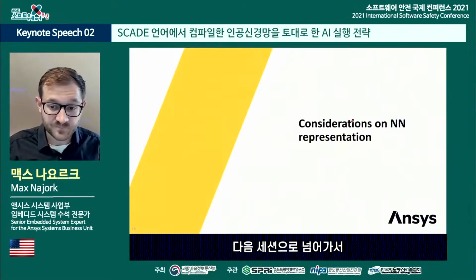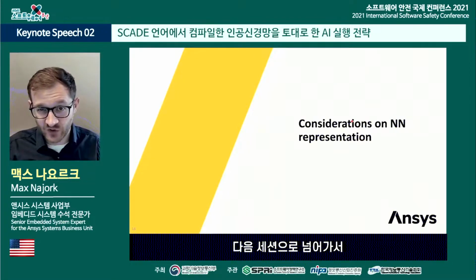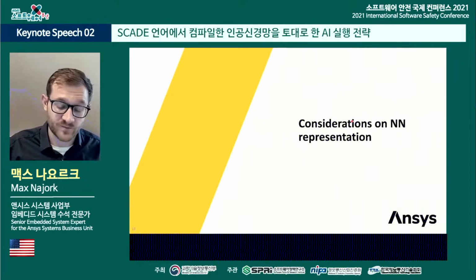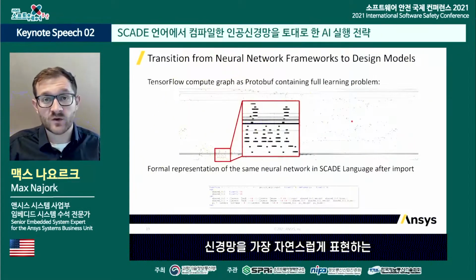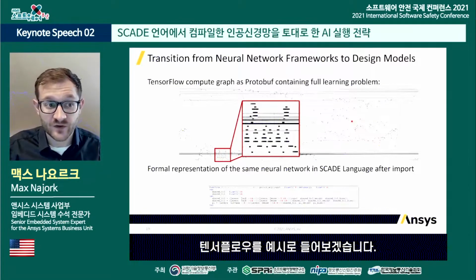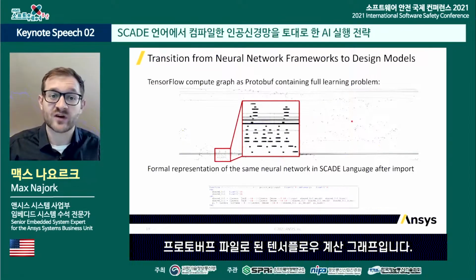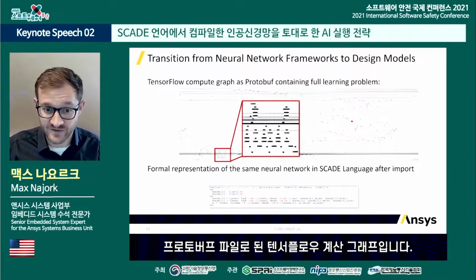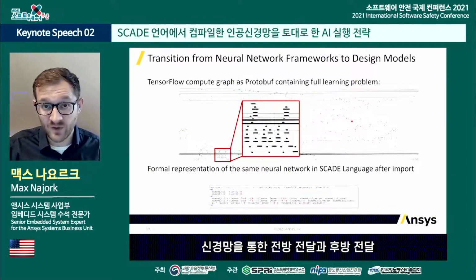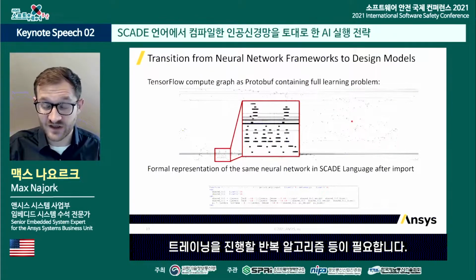Now, the next section is talking a bit more about the representation of neural networks. So the most natural representation of a neural network, and let's talk about the example of TensorFlow, is the TensorFlow compute graph contained in the protobuf files. But typically those contain the full learning problem, meaning the forward pass through the neural network, the backward pass, all the loss functions and other iterative algorithms that you need in order for the training to happen.